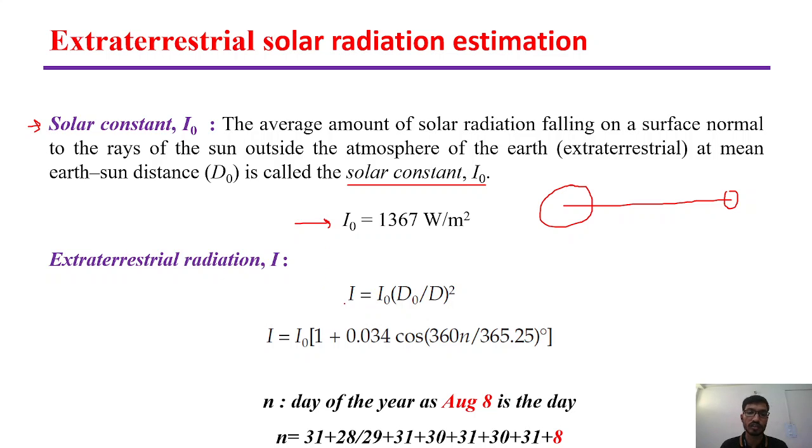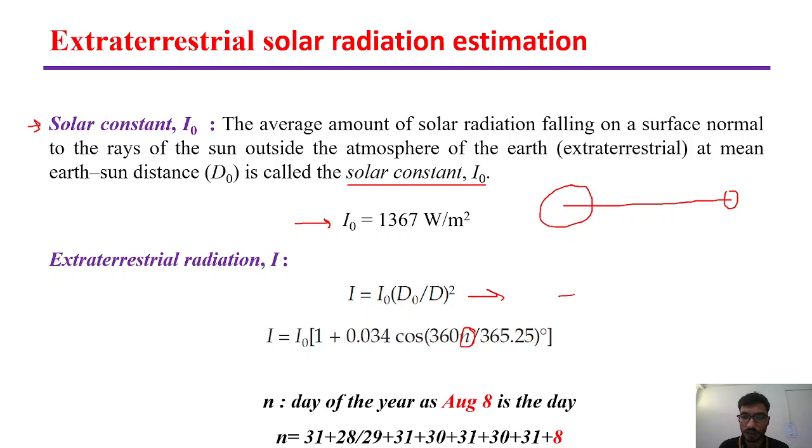The extraterrestrial radiation is I equal to I naught into D naught by D, where D naught and D are the distances of the sun and the earth respectively. We can convert it into the form I equal to I naught times 1 plus 0.034 cos 360 n divided by 365.25, where n is the number of the day.